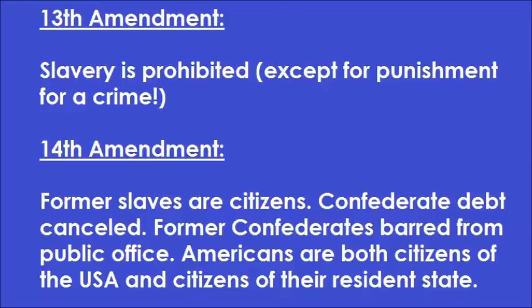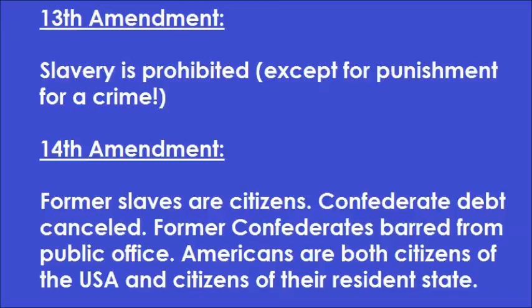This episode is part 2 of a simplified explanation of the amendments to the U.S. Constitution. There are 27 in total, the first 10 of which are referred to as the Bill of Rights. This time we'll be looking at the 14th through the 27th Amendments.